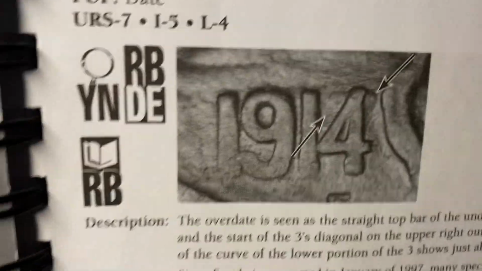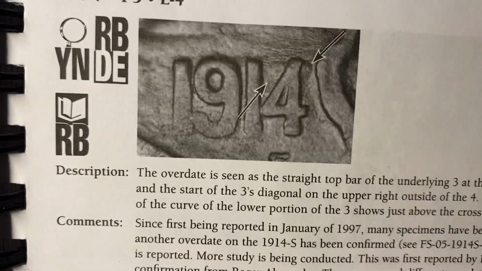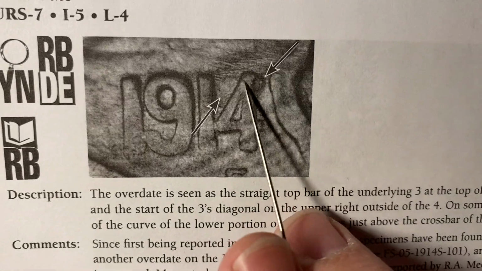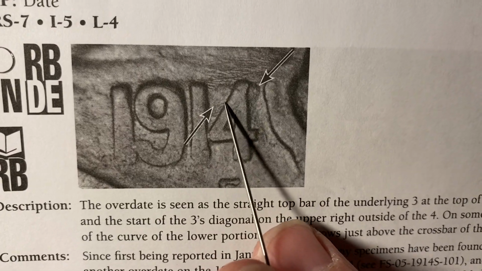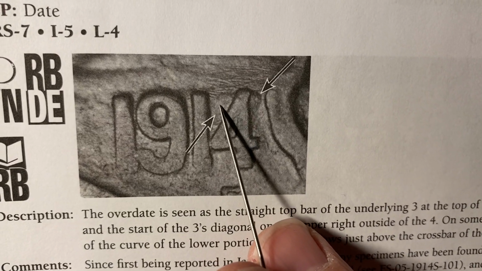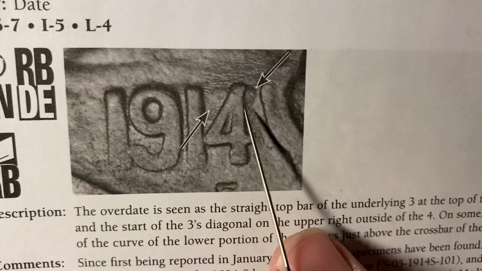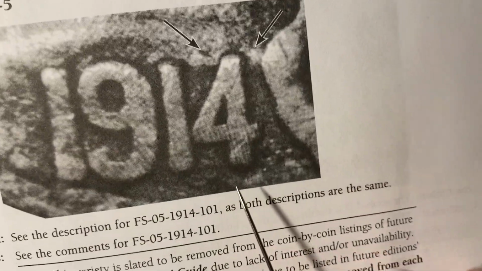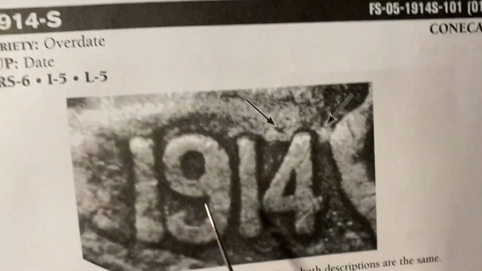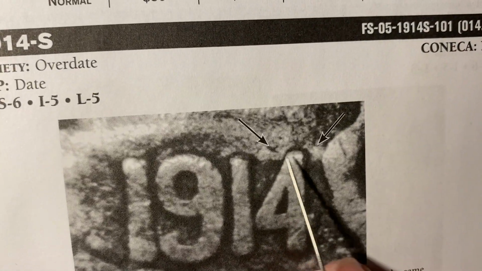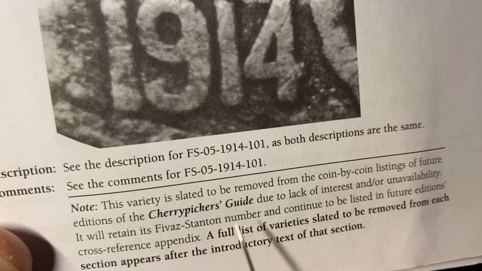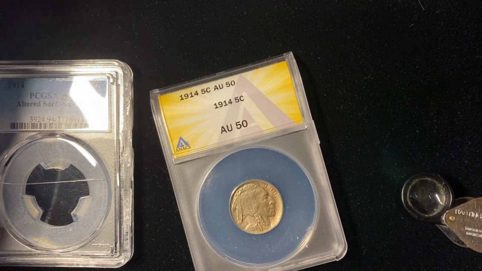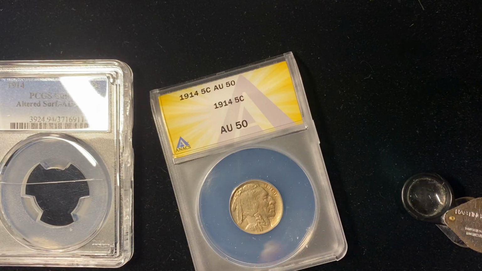But I do want to point out just one thing on here. They're showing the larger portion of the 3, but pay attention to the contact point right here where the bottom of the 3 would hit the 4. What's interesting about this error or this variety is that they have them for different mints, and they're showing a line here. And yet, if you read this, it says this is due to lack of interest. We don't know that this is really a thing anymore. It's a fascinating little read.